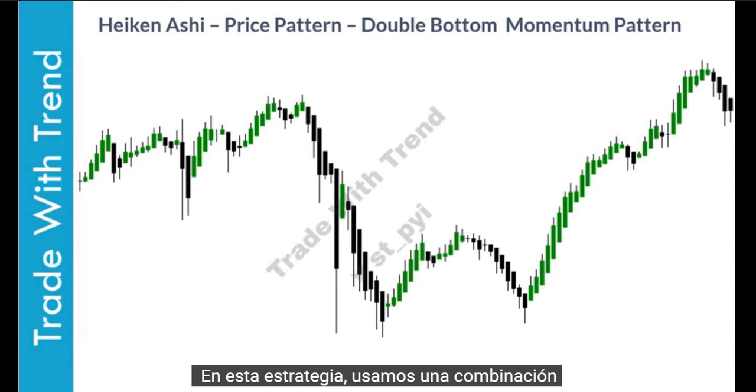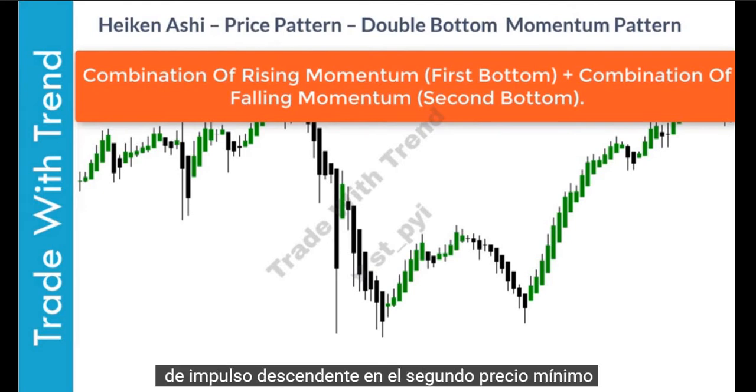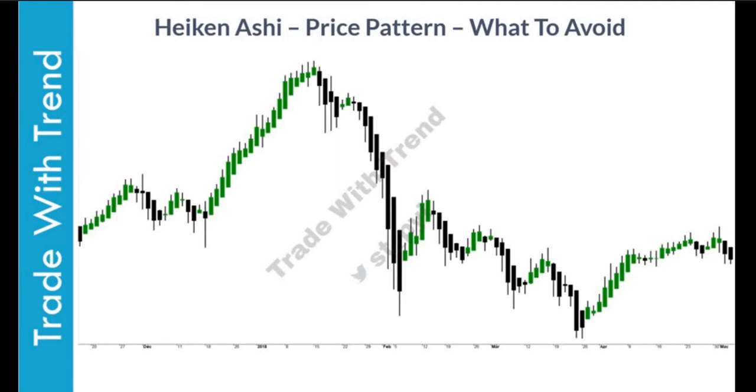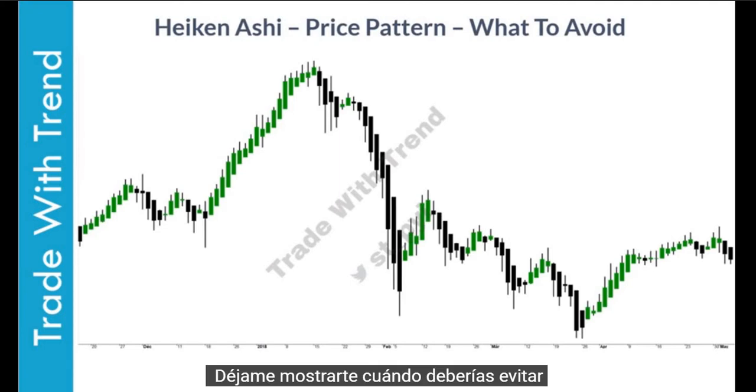In this strategy, we are using a combination of rising momentum in the first price bottom along with falling momentum in the second price bottom to identify high probability trades. When you view this on a Heikin Ashi candlestick chart, it is much easier to spot this pattern when compared to a standard candlestick chart. Let me now show you when you should be avoiding this double bottom momentum pattern.